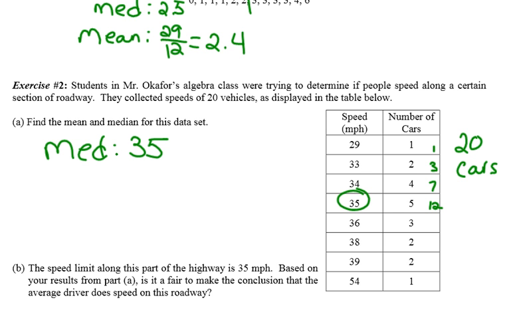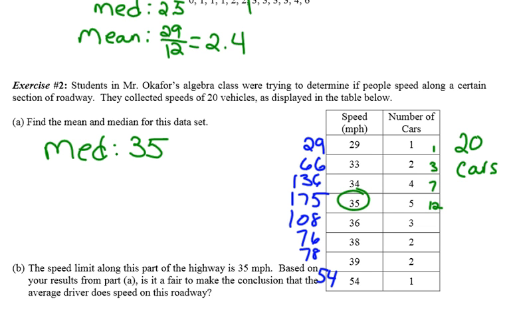So when I do my mean, this is really a 29 because I'm multiplying 29 and 1. This is going to be 66, 33 times 2. The 34 is going to be 136. 35 times 5 is 175. 36 times 3, 108. 76, 78, and 54. So these are the numbers that I'm going to add and then I'm going to divide up by my 20 cars.